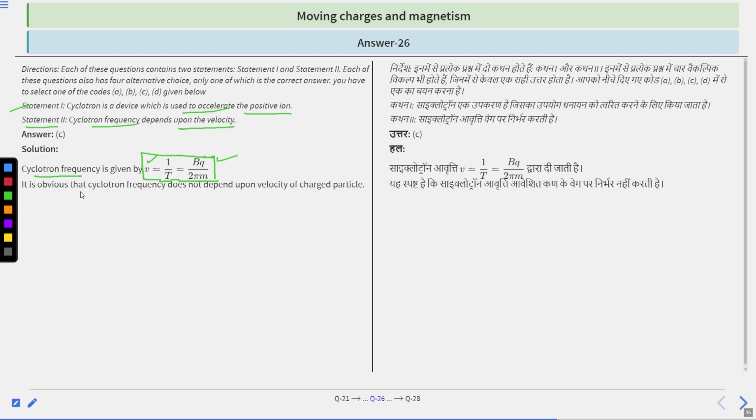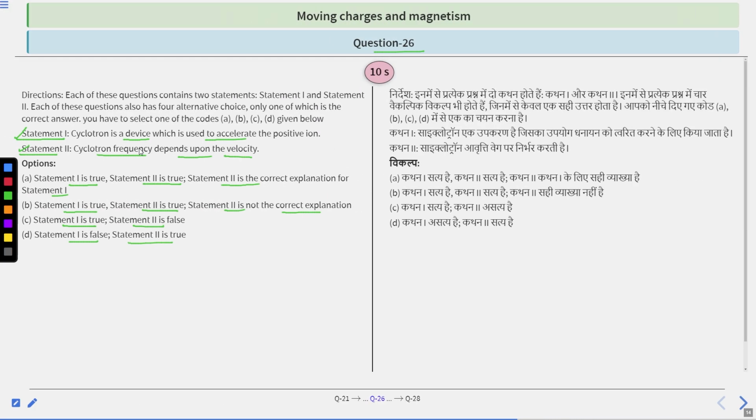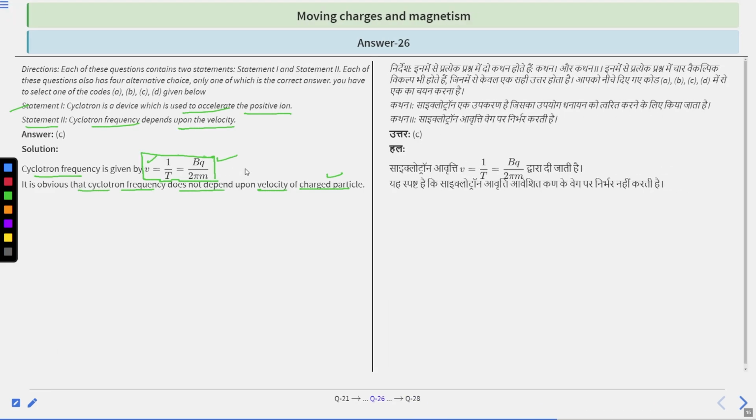And it is obvious that cyclotron frequency does not depend upon the velocity of the charged particle, because here velocity is absent. So the correct answer is option C: statement first is true, statement second is false. It means cyclotron frequency does not depend on velocity, but here it is written that cyclotron frequency depends on velocity. That's why it is incorrect. Next question, question 27.